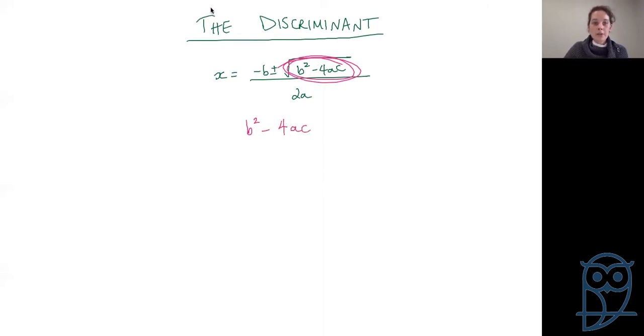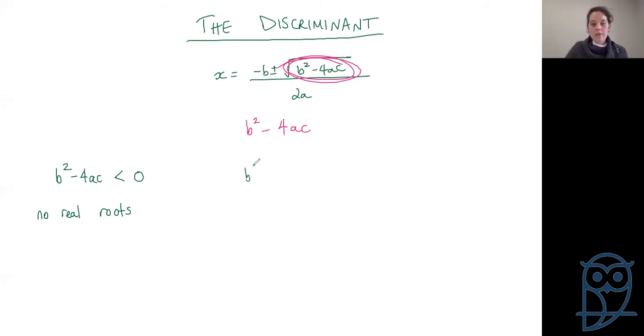Think about it for a moment. If you have b squared minus 4ac is less than 0, so if this is less than 0, this is a negative number. So we would be trying to do minus b plus the square root of a negative number. That's not going to work. Okay, so when our discriminant is less than 0, then we have no real roots. We can't solve this quadratic equation and get real answers.